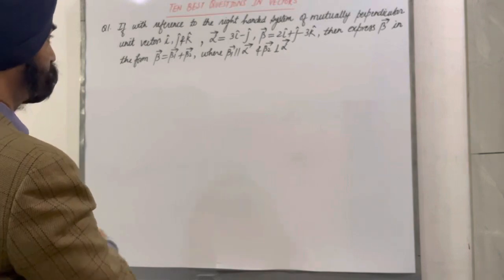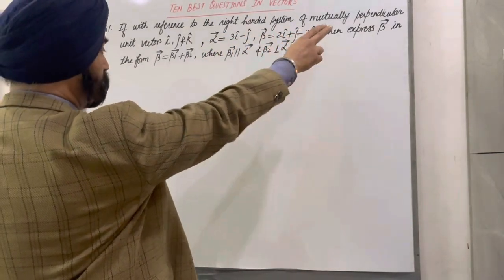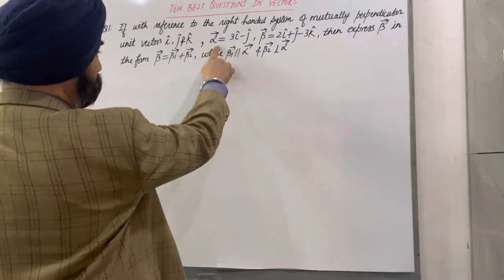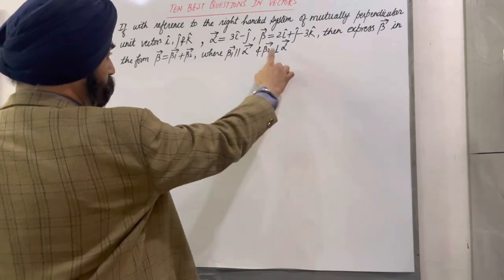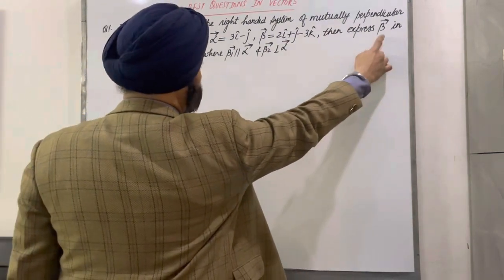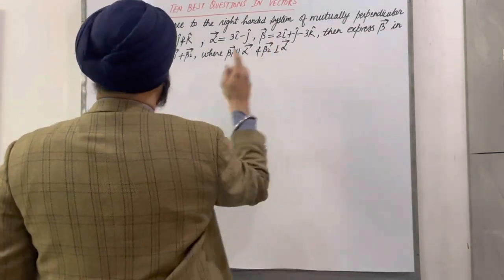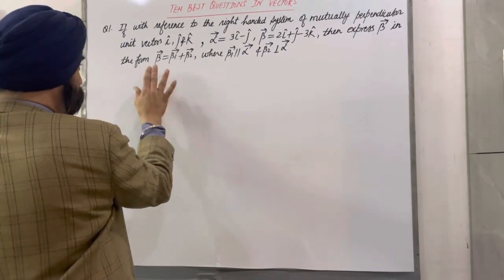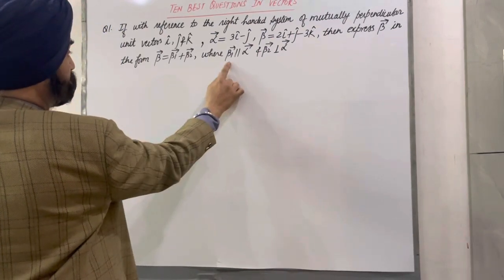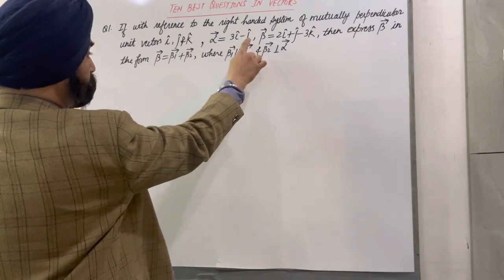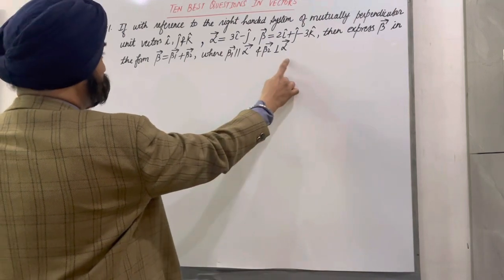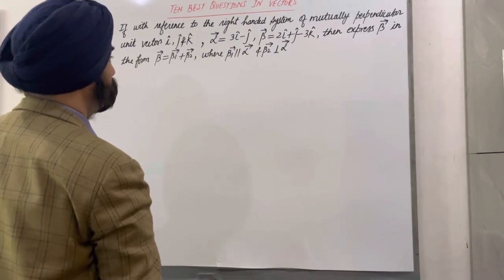If with reference to the right-handed system of mutually perpendicular unit vectors i, j and k, vector alpha is given as 3i cap minus j cap, vector beta is given as 2i cap plus j cap minus 3k cap. You are being asked to express vector beta in the form beta vector is equal to beta 1 vector plus beta 2 vector, where the first vector beta 1 is parallel to alpha vector, and the second vector beta 2 should be perpendicular to alpha. This is a basic requirement.